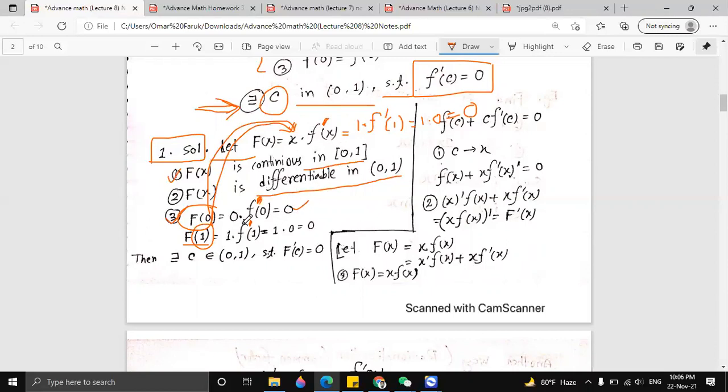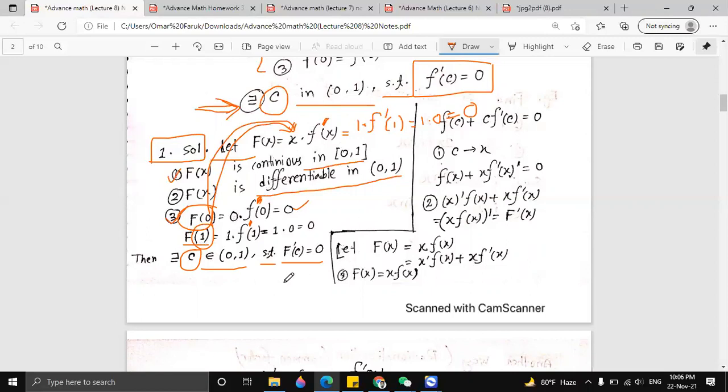So we can see that the left hand limit and right hand limit both are the same. And so from Rolle's theorem, we can say there exists at least one point c in the open interval (0, 1) that satisfies f'(c) = 0. Okay.